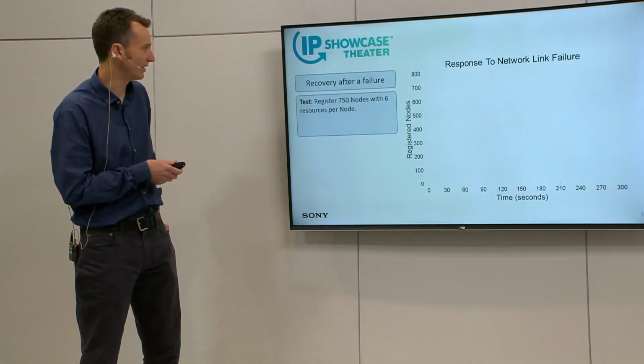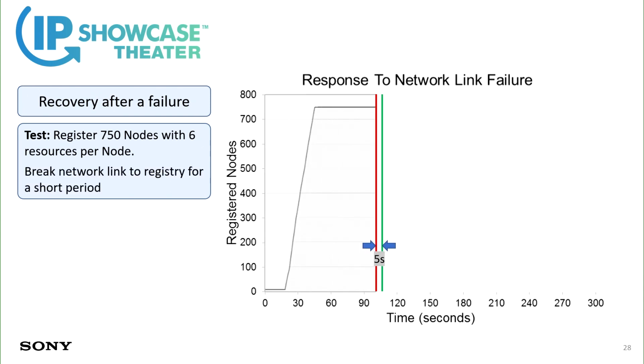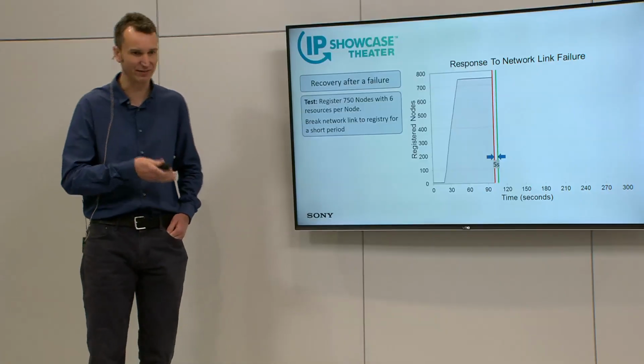The second thing we looked at was the recovery of the registry after a failure. So what we did in this case was with Mininet, we're able to virtually pull the plug on the registry. And initially we let everything register to the registry, and then we pulled the plug on the registry for just a 5-second period. So for 5 seconds, the registry was getting no heartbeats from any of the nodes.